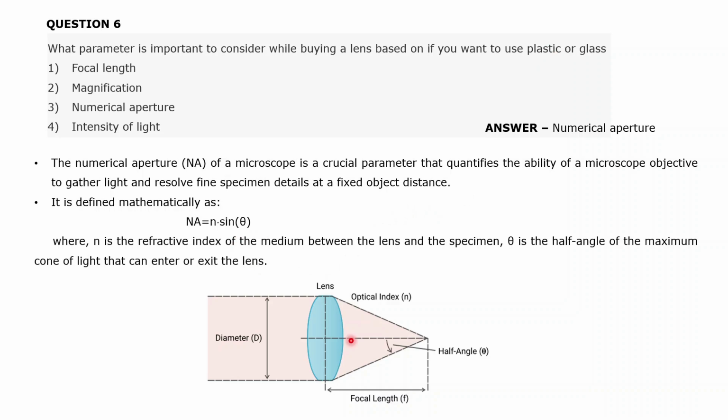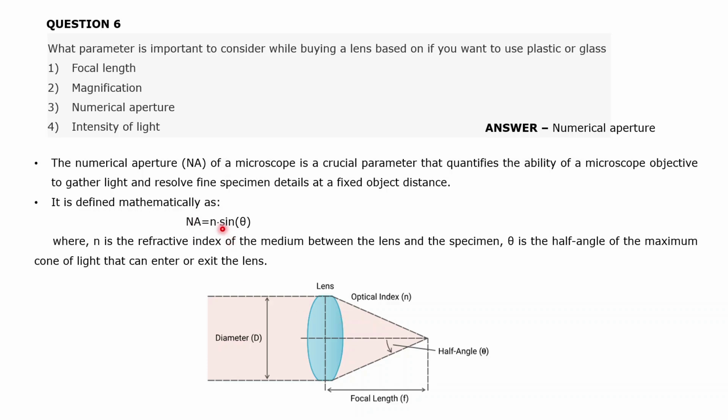And basically you can see that there's a lens there, there's a sample there, and you can see that theta is the half angle of the maximum cone of light that can enter or exit the lens, right? And then you can visualize light is gathered at the eyepiece after the objective has gathered light out of it, and then you are visualizing it yourself, right? So this is the equation.